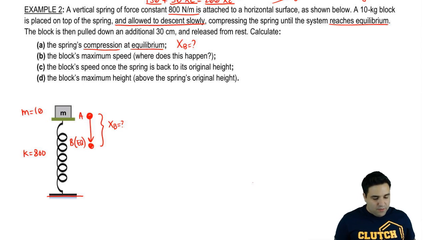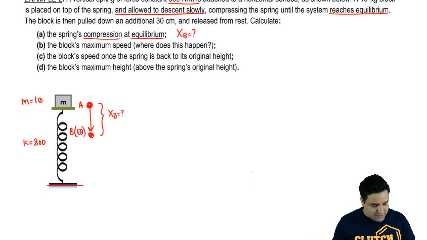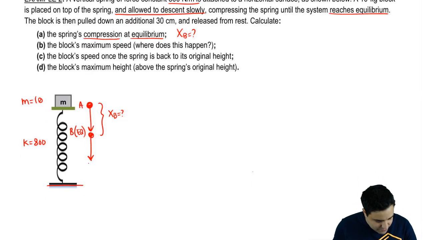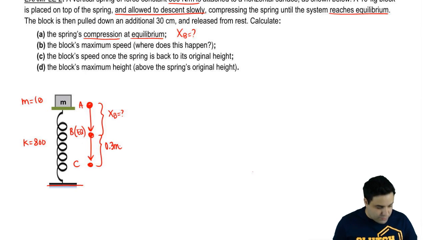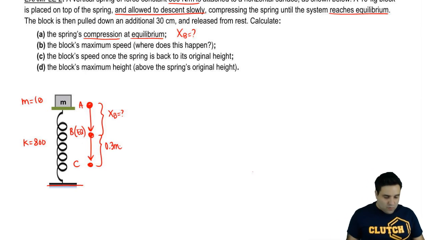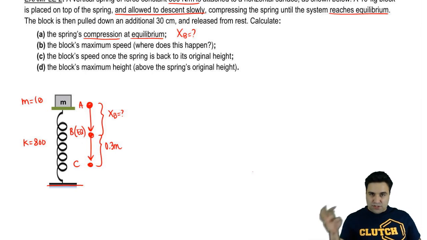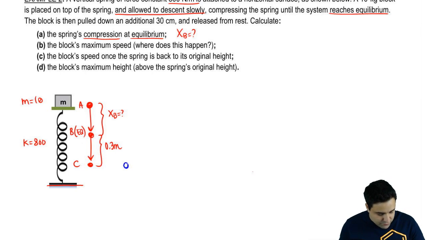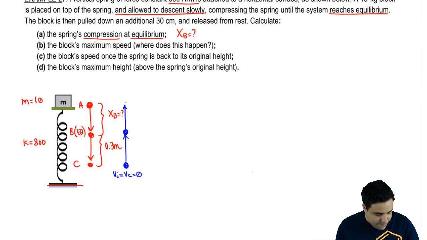Okay, then the block is going to be pulled down an additional 30 centimeters. So you're going to pull the block down an additional 30 centimeters. So this is 0.3 meters. And then it's released from rest. When it's released from rest, what's going to happen, just as an overview real quick, is you're going to release it from here with an initial velocity of 0, which is the same thing as VC equals 0. And it's going to go back to B, cross A, and then go up a little bit more.